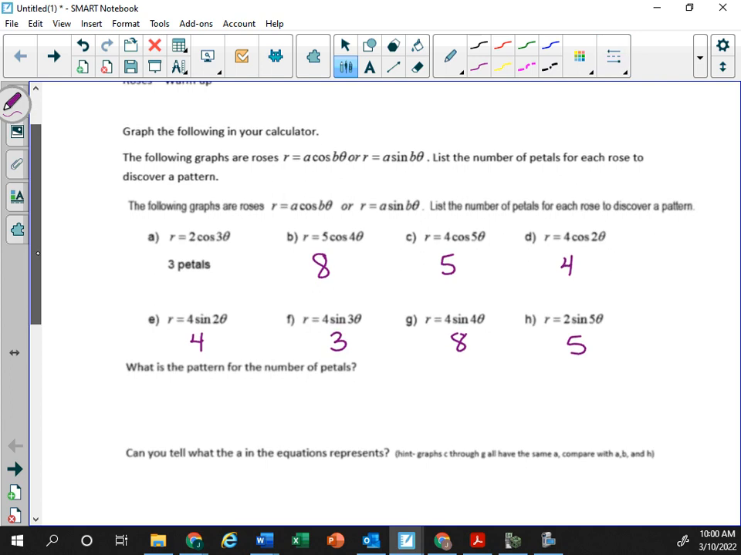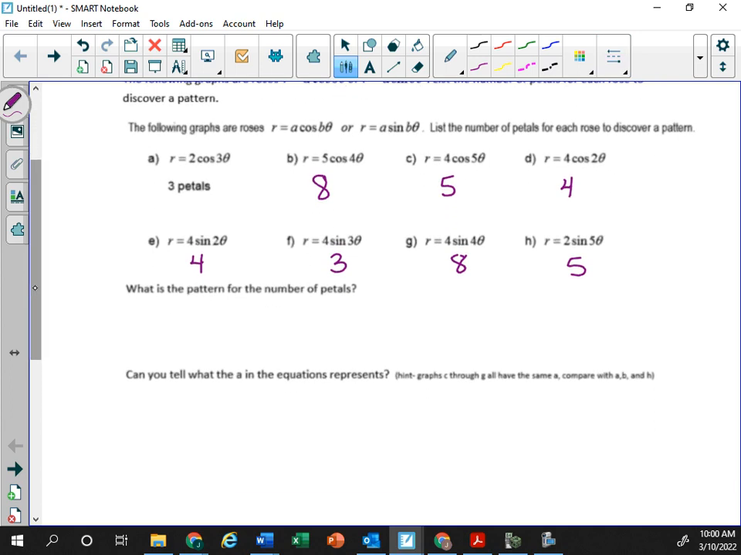Okay, so guys, what's the pattern for how many petals your rose is going to have? Matthew. If it's even, it's B times 2. And if it's odd, B is equal to the number of petals. Good. So if B is even, then you do 2B for the number of petals. And if B is odd, just B equals the number of petals, okay?